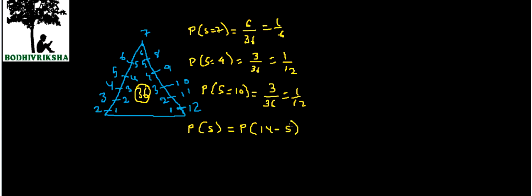Let's see what's the probability of getting the sum as 10. So we have a 3 in front of 10, and then we have 3 by 36, which is the same as 1 by 12. Now if you note, P of S4 is the same as P of S10. A keen observation shows here that 2 plus 12 is 14, 3 plus 11 is 14, 4 plus 10 is 14, so on and so forth. The probability of getting the sum as S is the same as probability of getting the sum as 14 minus S. So probability of getting the sum as 2 was the same as probability of getting the sum as 12, so on and so forth, right?